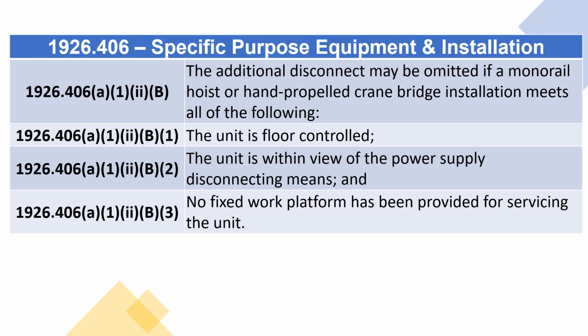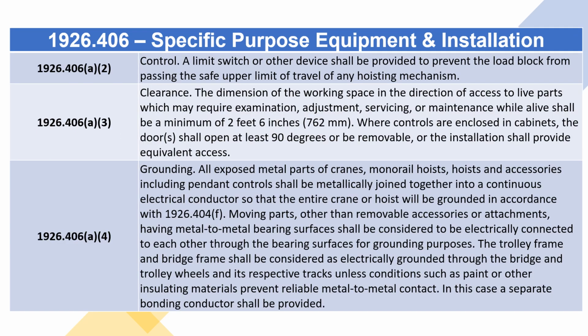1926.406 A1 2 B The additional disconnect may be omitted if a monorail hoist or hand-propelled crane bridge installation meets all of the following. 1926.406 A1 2 B1 through 1926.406 A1 2 B3 The unit is floor controlled. The unit is within view of the power supply disconnecting means, and no fixed work platform has been provided for servicing the unit. 1926.406 A2 Control. A limit switch or other device shall be provided to prevent the load block from passing the safe upper limit of travel of any hoisting mechanism.